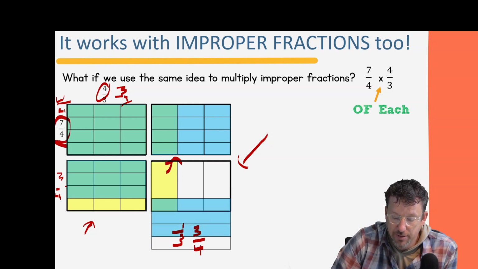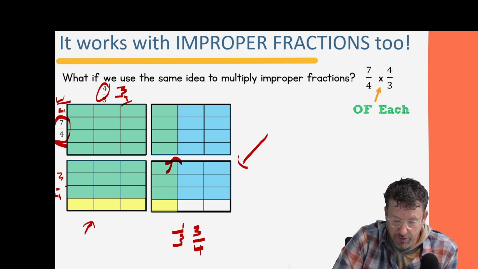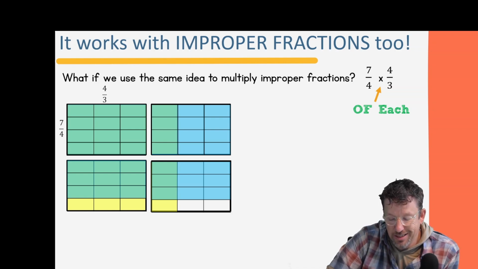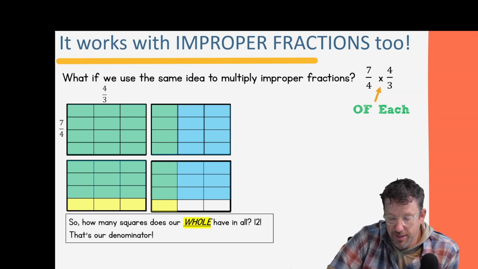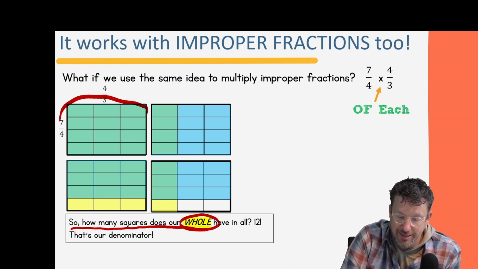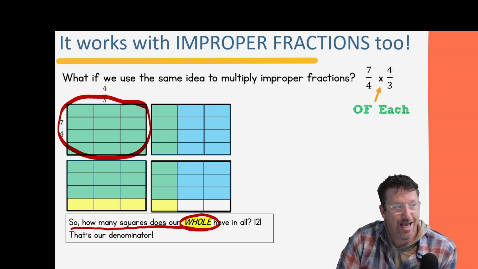And look what happens. Then I combine those. And once you do all that, it's almost the same procedure as what you were going to do with the other style of multiplying fractions. This is the only weird thing. So when you're figuring this out, how many squares does our whole have? Our whole is this guy. It's the one that's completely covered. We don't need to figure out an all. We just need to figure out how much our fraction has in all.